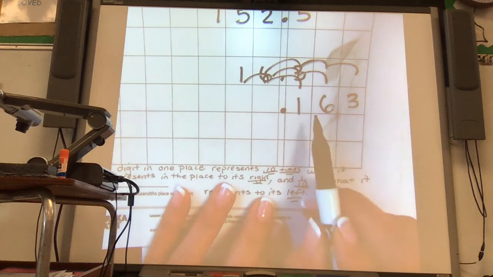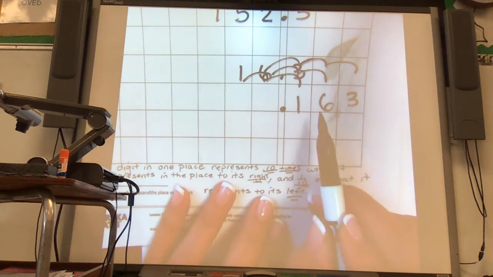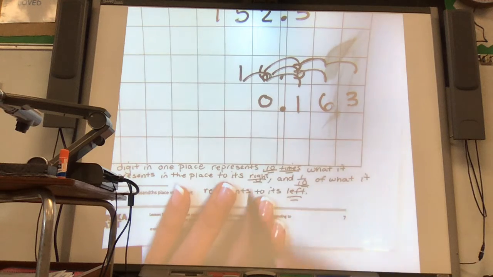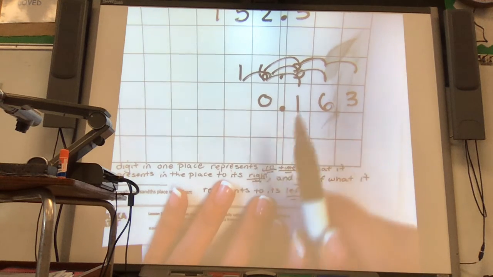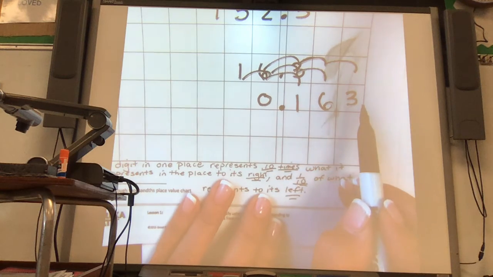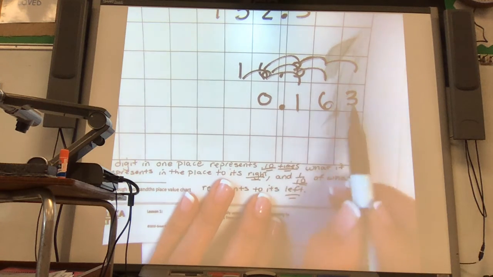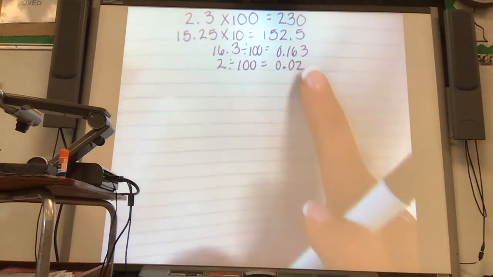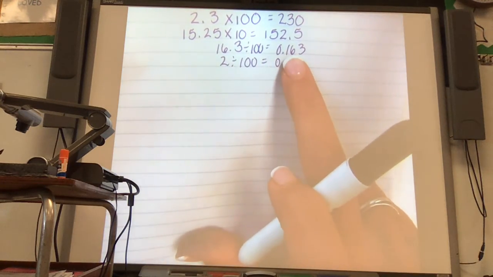When our answer is only a decimal, like this one, we need to put a 0 in the ones place. So our answer, we're not going to say 0 and 163 thousandths. You can simply say 163 thousandths. And that's what we got right there, 163 thousandths.